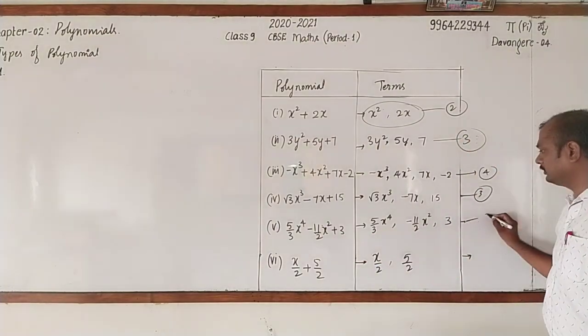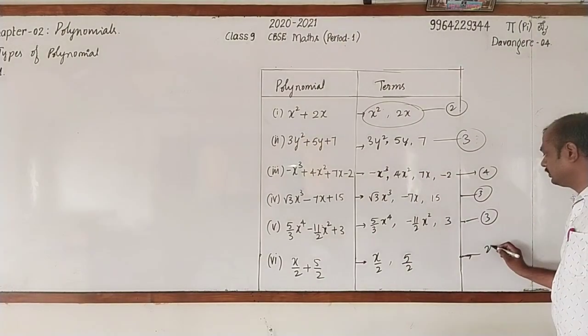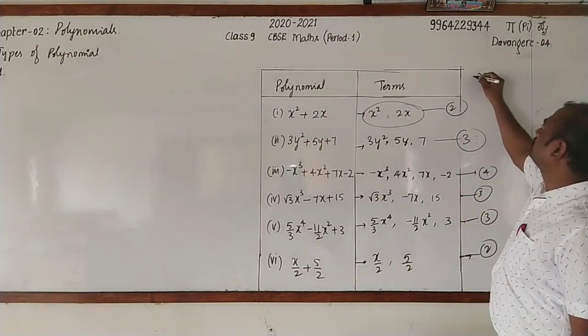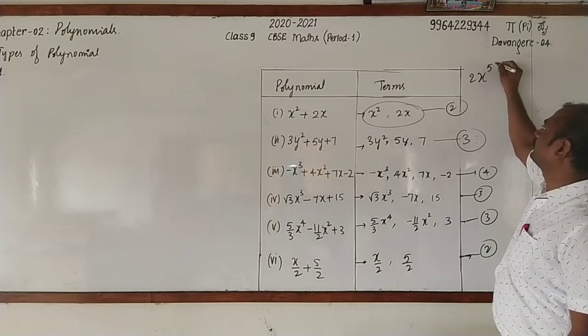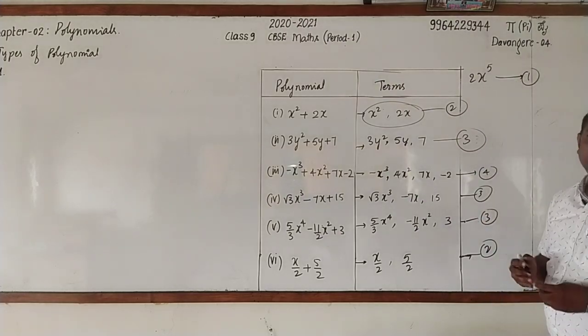Here, again, 3 terms are there. In the last polynomial, there are 2 terms. If I go for writing another one, 2x raised to the power 5, how many terms are there? There is only 1 term.